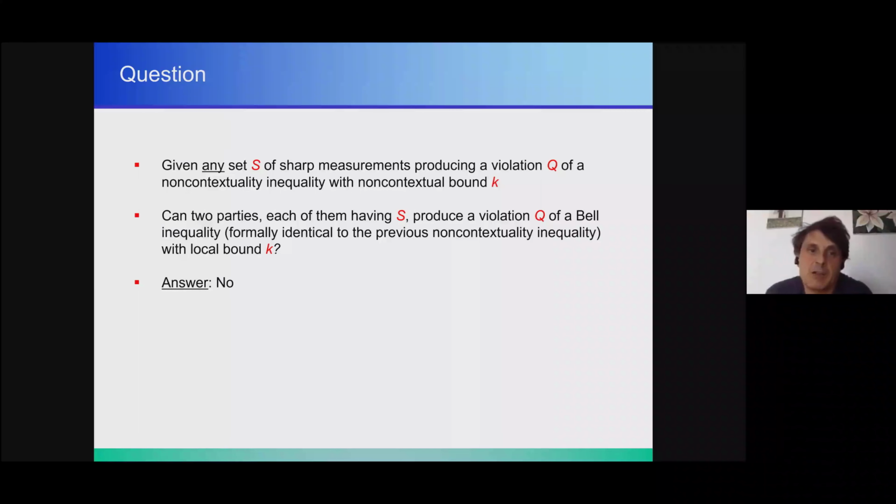So here's a question. It's a technical question. Imagine I give you a set S of sharp measurements, which produce a violation Q of a non-contextuality inequality having bound K. Can two parties, each of them having this set of measurements, produce a violation Q, the same number as before, of a Bell inequality, which is formally identical to the previous non-contextuality inequality? In particular, it shares the same bound? Well, the answer is no.